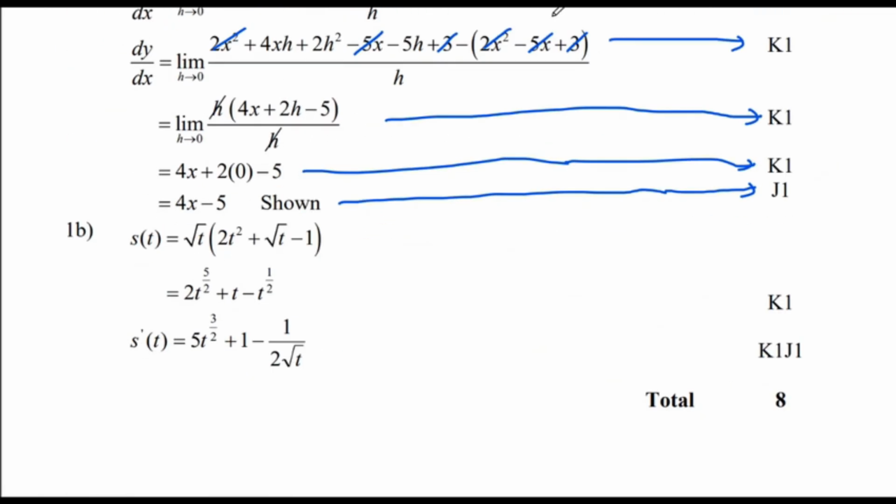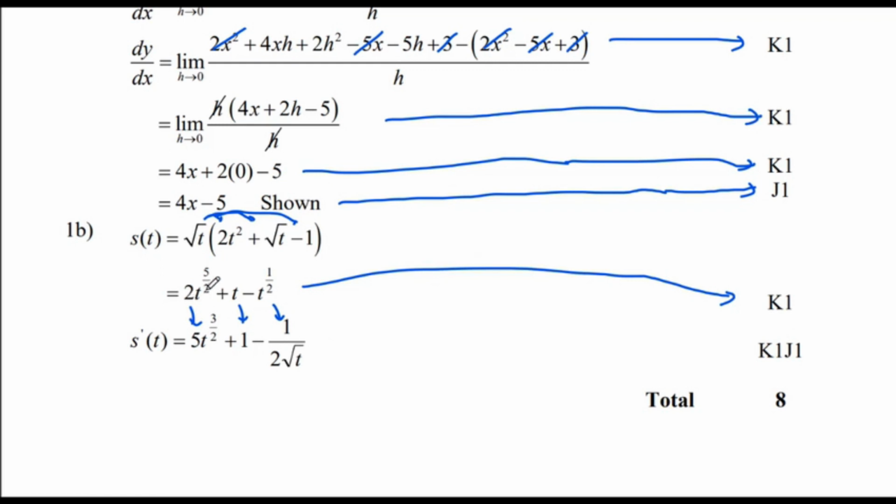Baik, B. s(t) sama dengan √t (2t square plus √t minus 1). So the first thing we should do is we need to expand all the terms here. Okay, so expand, you will get another k1. And then you can start differentiate one by one. All the terms we differentiate.